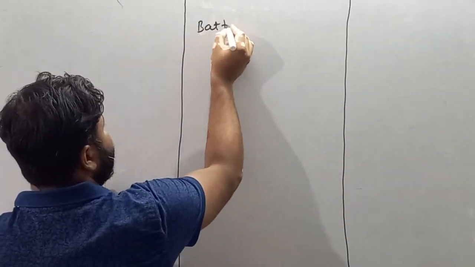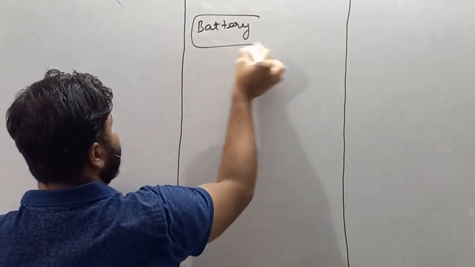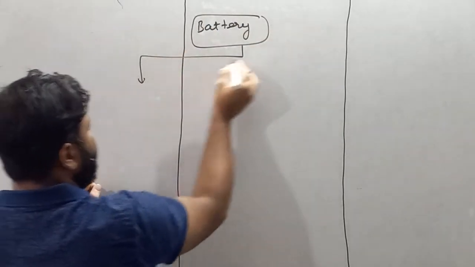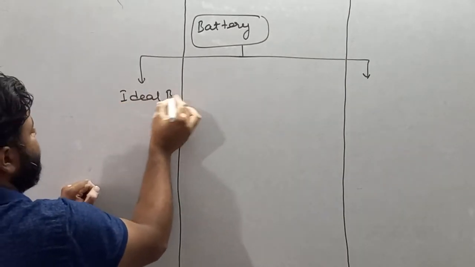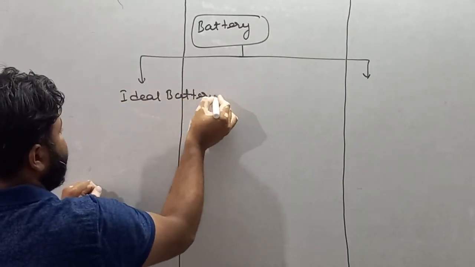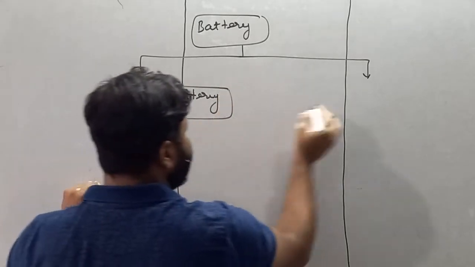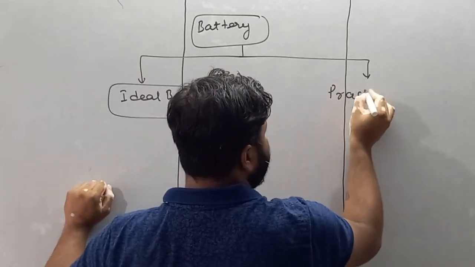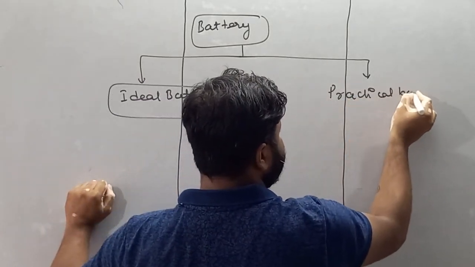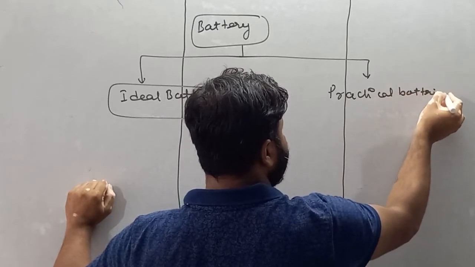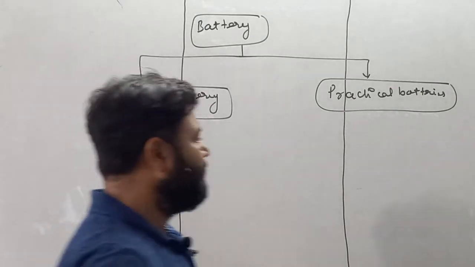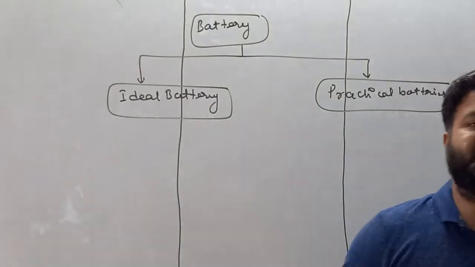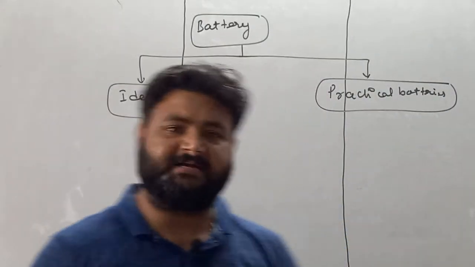Battery is of, dear student, two types. One is ideal battery, and second is practical battery. So dear student, batteries are of two types in physics. One is our ideal battery and second is our practical battery.